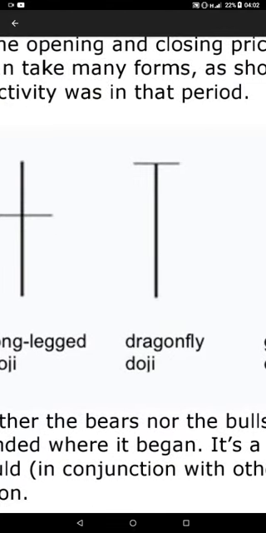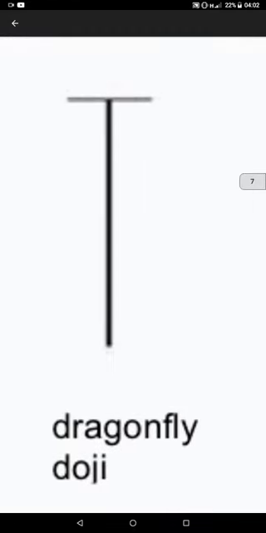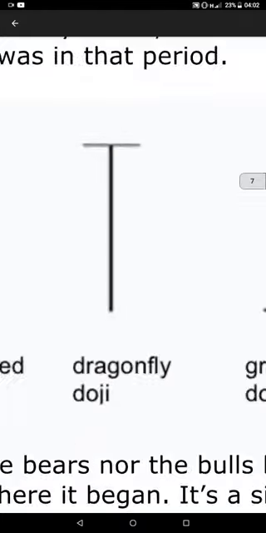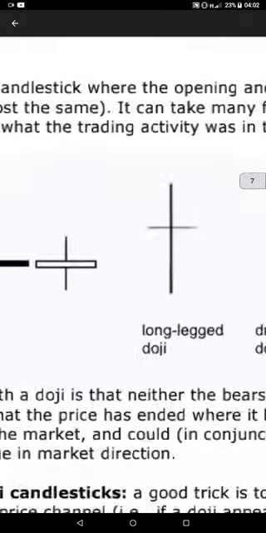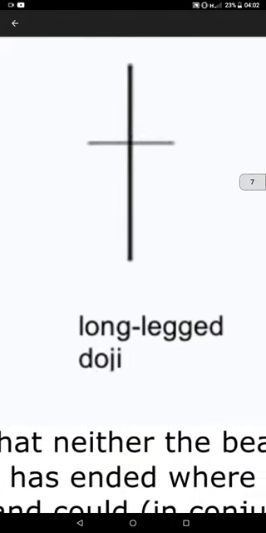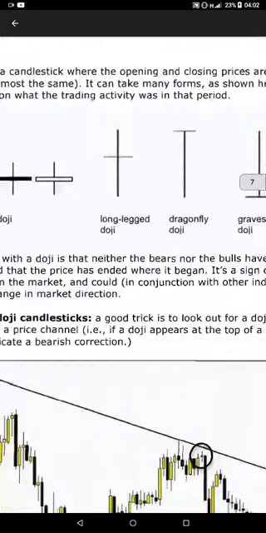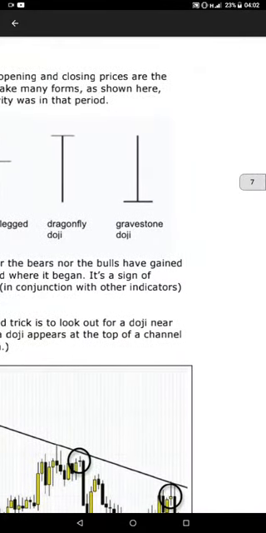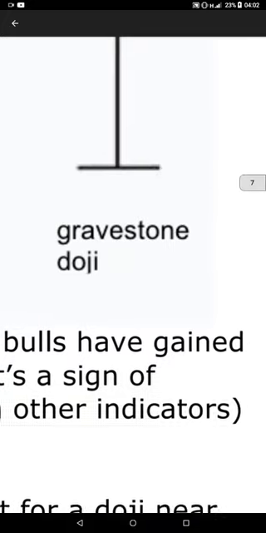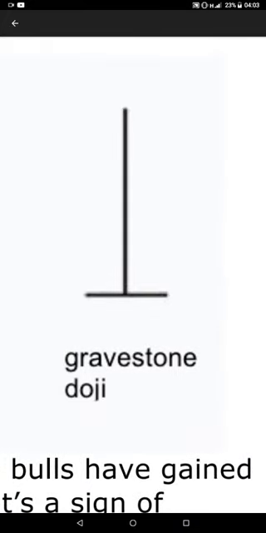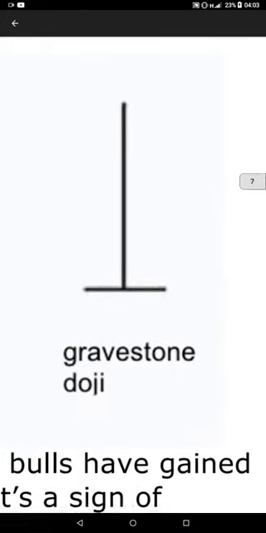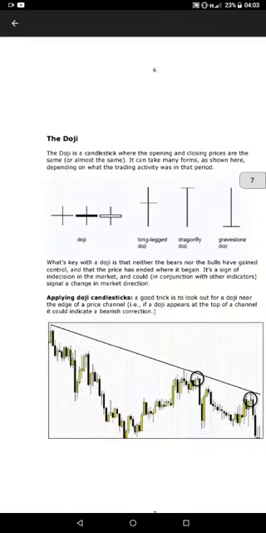Whenever you see something like this, just know it is a dragonfly doji, guys. And whenever you see something like this, just know that it is a long-legged doji. Okay, guys. Whenever you see something like this, know it is a gravestone doji. Yeah, guys, let's proceed.